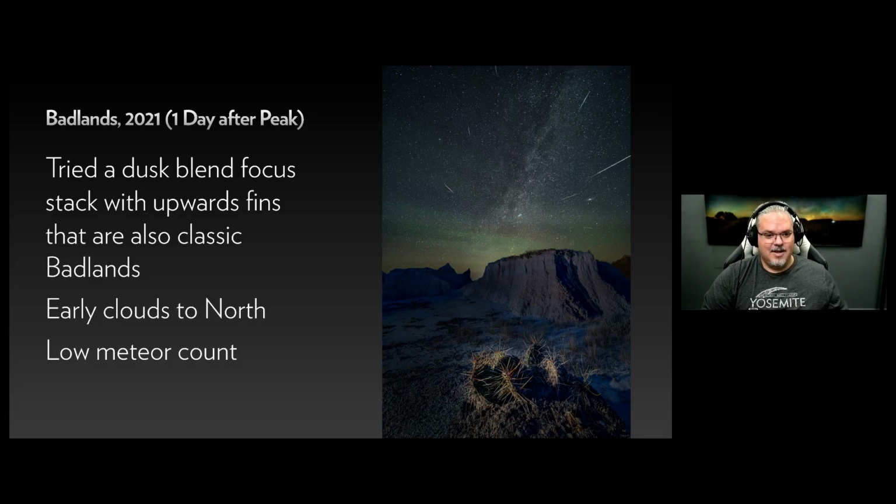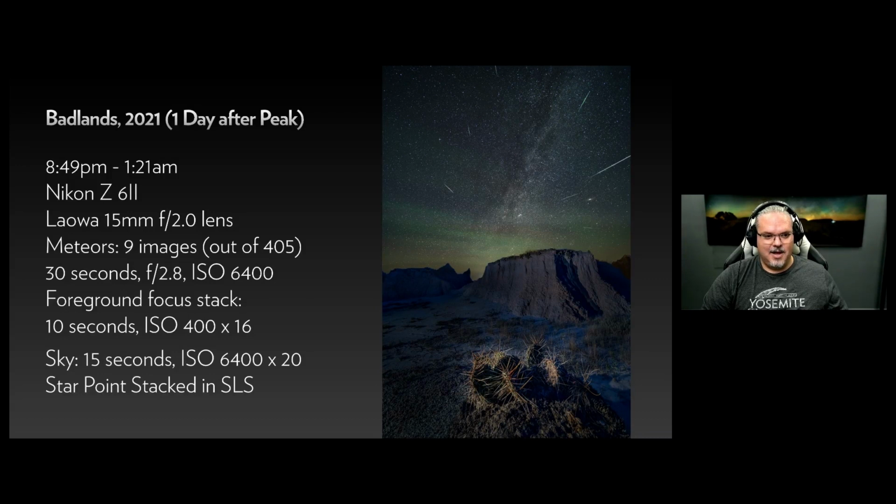Right. We got early clouds facing in this direction. There was a low meteor count. So you don't see a lot of meteors in this image, from basically 8:49 to 1:21 a.m. There's only 9 images that had meteors out of 405.